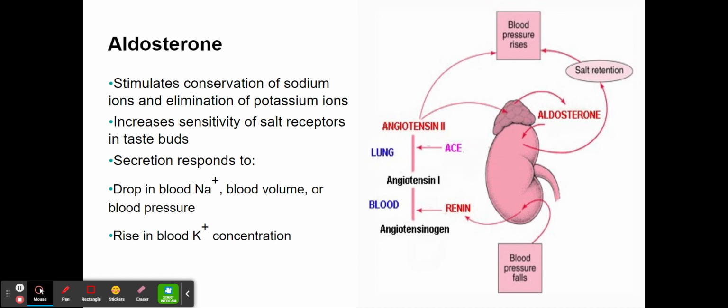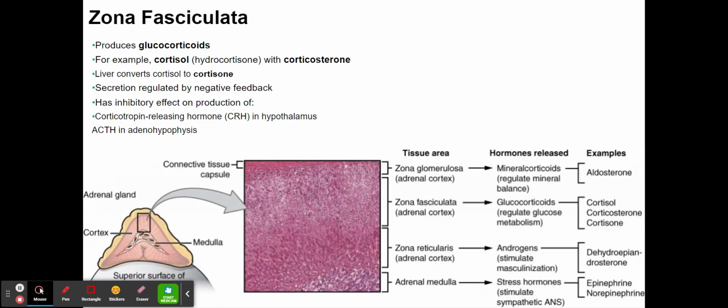The zona fasciculata produces steroid hormones collectively known as glucocorticoids due to their effect on glucose metabolism. This zone begins at the inner border of the zona glomerulosa and extends towards the adrenal medulla. It contributes about 78% of the cortical volume. The endocrine cells are larger and contain more lipids than those of the zona glomerulosa, and the lipid droplets give the cytoplasm a pale, foamy appearance.